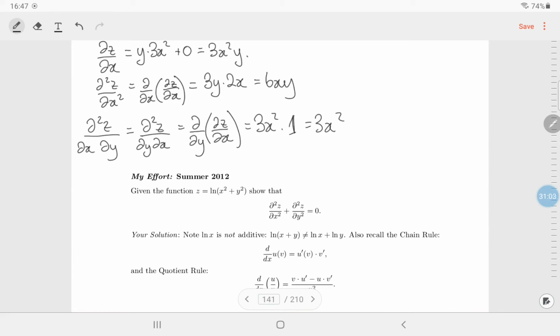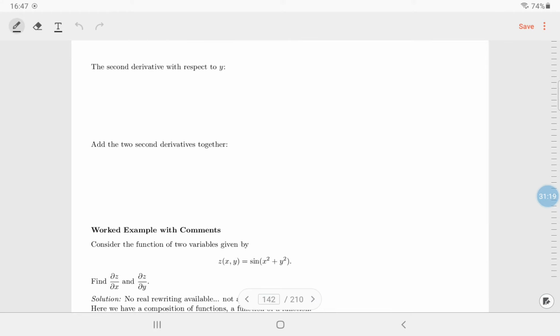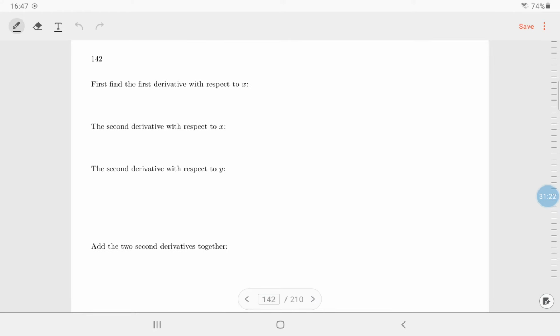Okay, so now we'll do another question. Show that for log of x squared plus y squared, this is a tough enough question, the sum of the second derivatives is equal to 0. You can pause, there's some hints, and do it yourself. Okay, we're back. So what was the function? z is equal to log of x squared plus y squared.